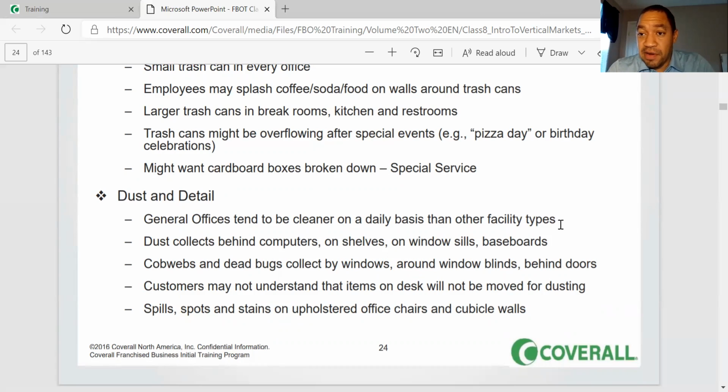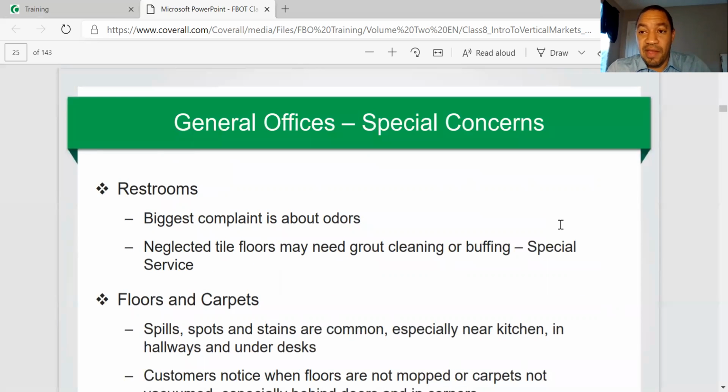That's not part of your regular service, but if you see it, it's definitely an opportunity for you to make additional income by offering them special services, if it can be cleaned, if it is a spot, right? So hopefully you will get a spot, not a stain. If it's a stain, there's nothing we can do. If it's a spot, then we might be able to clean it.